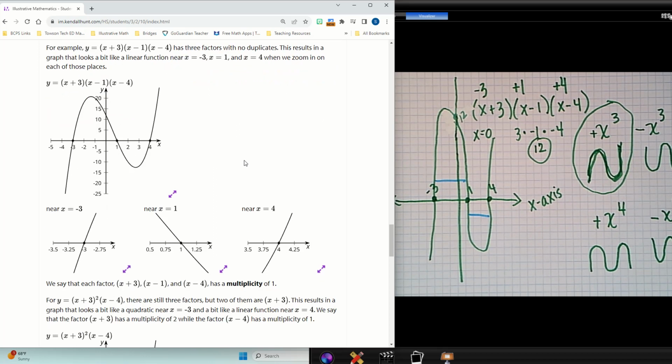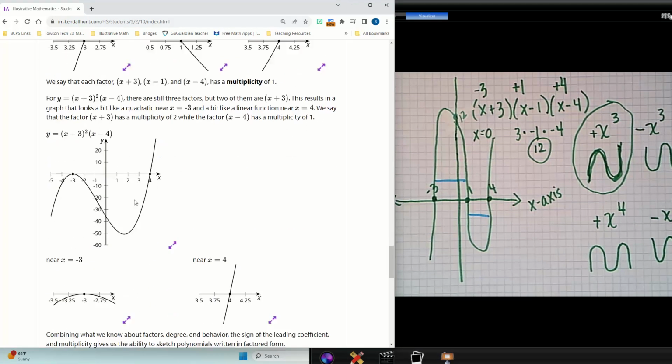Okay, let's scroll down and look at this one. Now, this one is a little interesting because right away I'm looking and seeing x plus 3 to the second power. That means this is going to have a multiplicity of 2, okay? Because there's 2 of them. There's 2 of the exact same factor.